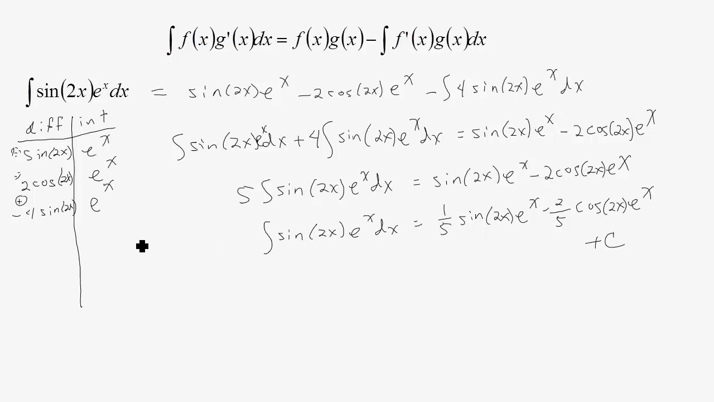Now, I'd encourage you to do this. Try it the other way. What if you decide to differentiate e to the x and integrate the sine 2x part? As you go through it, it may look a little bit different, but you'll still notice that the same integral eventually repeats, right? Because you integrate sine once, and you get negative 1/2 cosine 2x. You integrate that again, and you get negative 1/4 sine 2x.